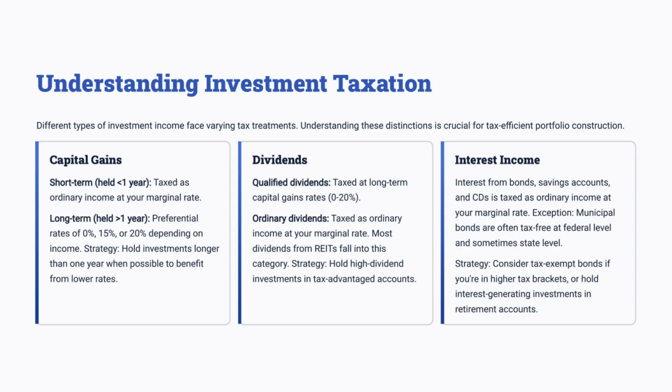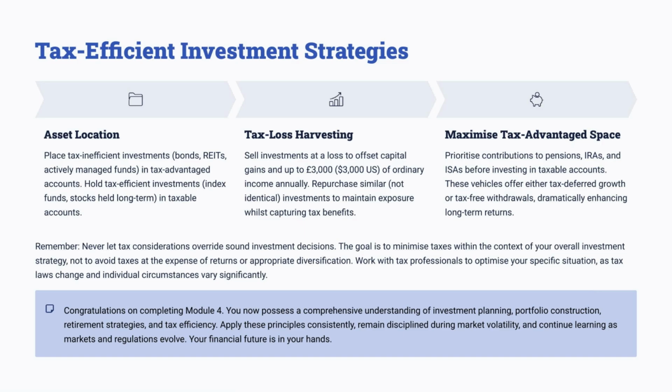Consider holding high dividend and interest-generating investments in tax-advantaged accounts to optimize tax efficiency. Place tax-inefficient investments like bonds and real estate investment trusts in tax-advantaged accounts. Use tax loss harvesting to offset gains and reduce taxable income. Prioritize contributions to pensions and individual retirement accounts for tax deferred growth. Always balance tax strategies with sound investment decisions and consult professionals to adapt to changing tax laws and personal circumstances.